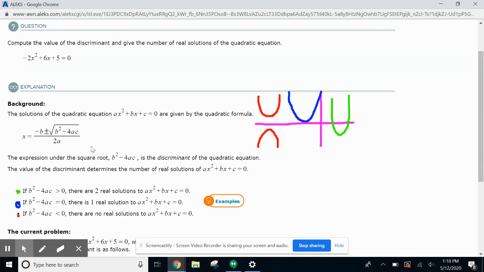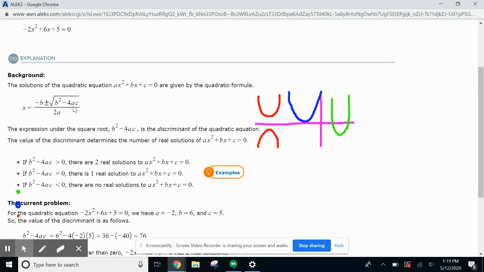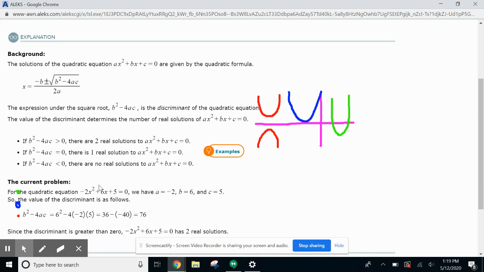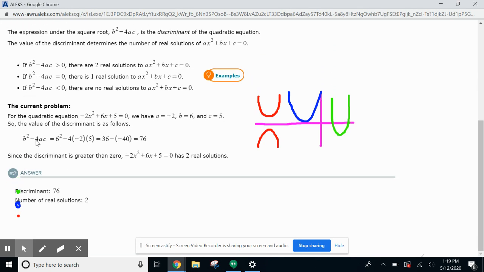So what these problems want you to do is use the quadratic formula, plugging this into it, but they're just looking for the discriminant. So you don't necessarily need all the rest of it. You just need what's underneath the radical. If you see b squared minus 4ac, that's all they're using here in this explanation.